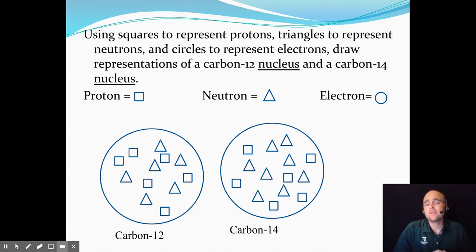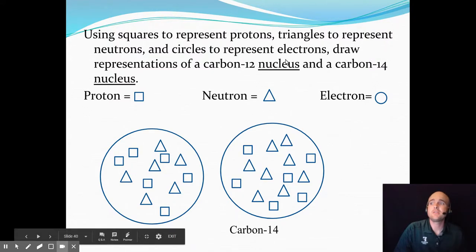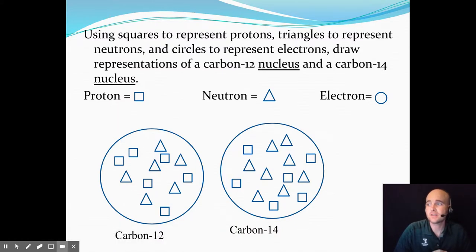Did you draw any electrons? You shouldn't have, because I told you to draw the nucleus. So in the carbon-12, you would need 6 squares and 6 triangles, and in the carbon-14, you would need 6 squares and 8 triangles.